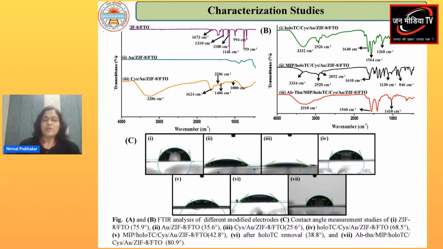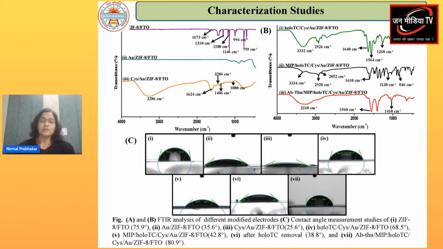The C graph is related to contact angle studies, where we can see that during each step of modification of the MIP sensor, there is a change in the hydrophilicity of the surface. First is of GIF8, and after deposition of gold nanoparticle, the hydrophilicity increased, and hydrophilicity increased further when cysteine was attached. And when holo TC was attached to this surface, there was an increase in contact angle up to 68.5 degrees.